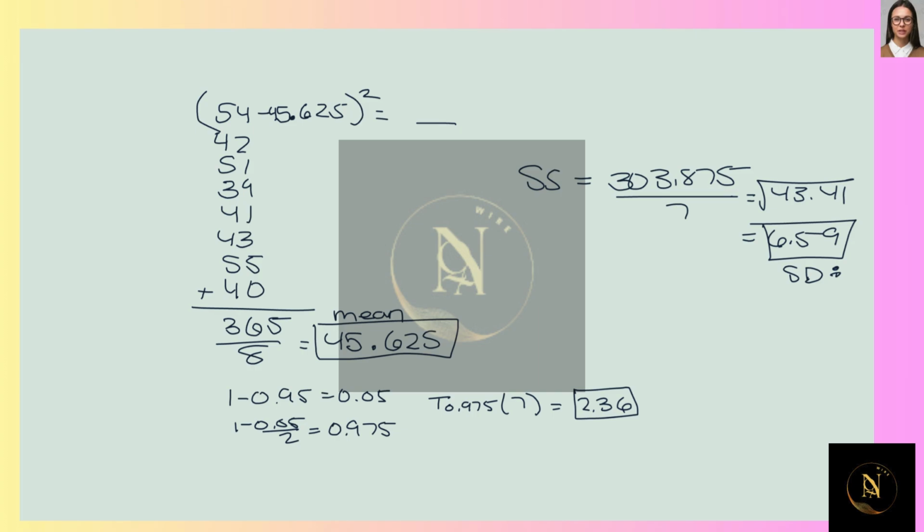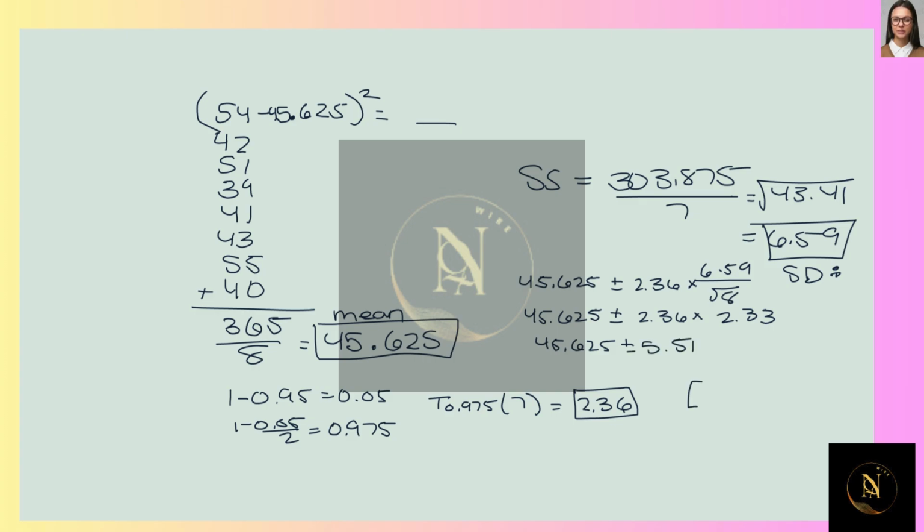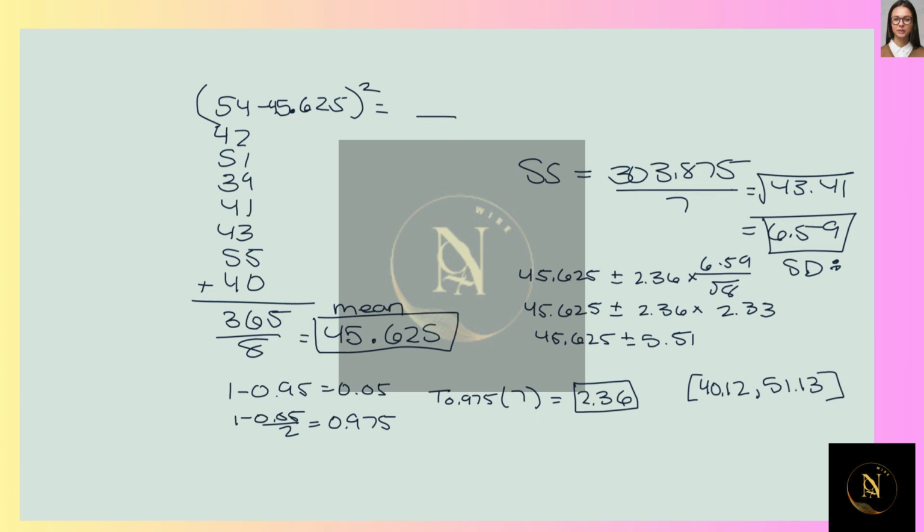Then I have 45.625 plus or minus 2.36 times your standard deviation of 6.59 divided by the square root of 8. So then I have 45.625 plus or minus 2.36 times 2.33. And then I have 45.625 plus or minus 5.51. And then I have a confidence interval of 40.12, comma 51.13. So I hope, and then it says, suppose this data is part of a preliminary studies as follow-up.